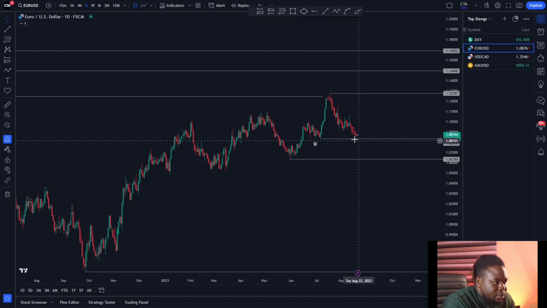So EURUSD, I want to see the market trade into these lows. That's why I have the alert set. Trade into these lows and then look for buying opportunity.